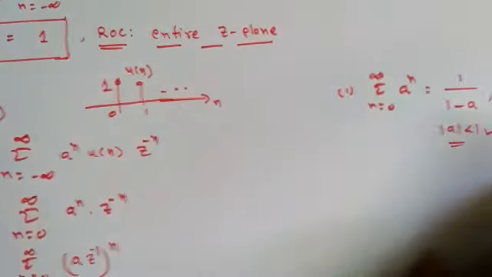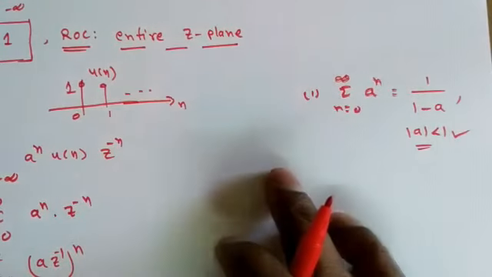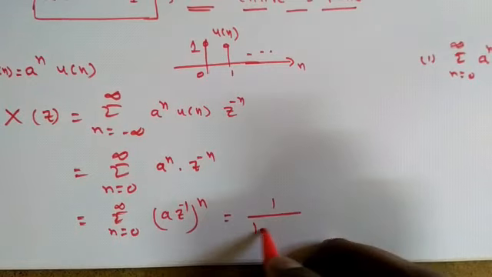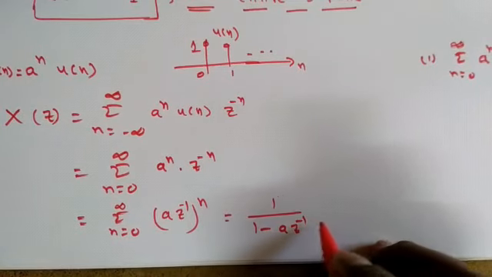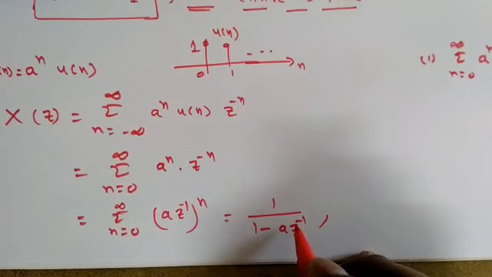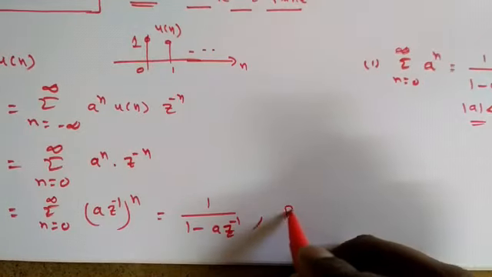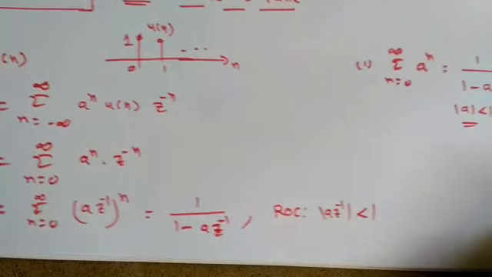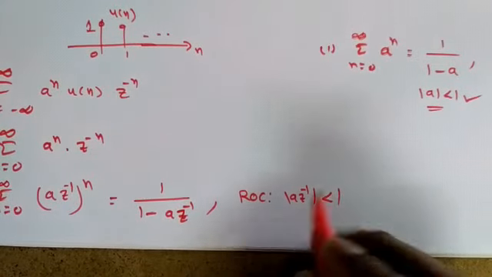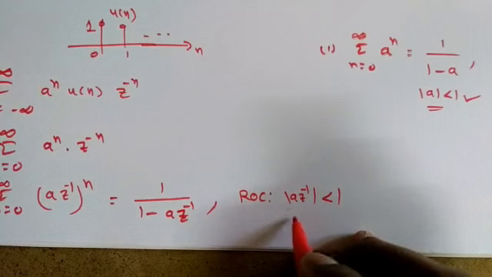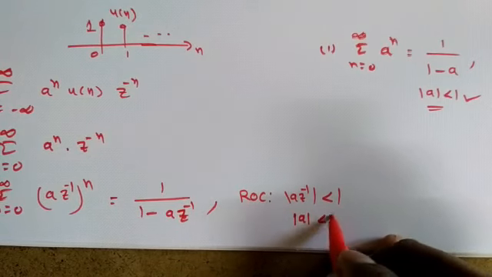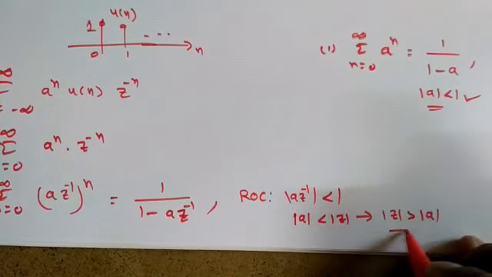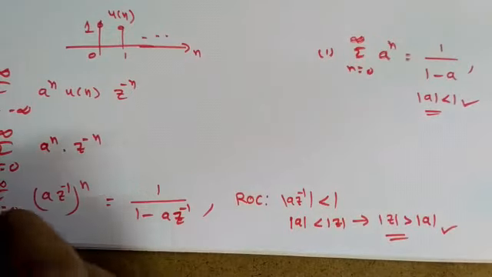So if I apply this formula here, it's looking like a power n. So what is this? 1 by 1 minus a, where a is a into z inverse. But for what values will this converge? That is our ROC. What is the ROC? Mod of a into z inverse is less than 1. Now z inverse means it becomes a by z, so mod a by mod z is less than 1, which leads to mod z is greater than mod a. So this is the ROC where the z transform converges.